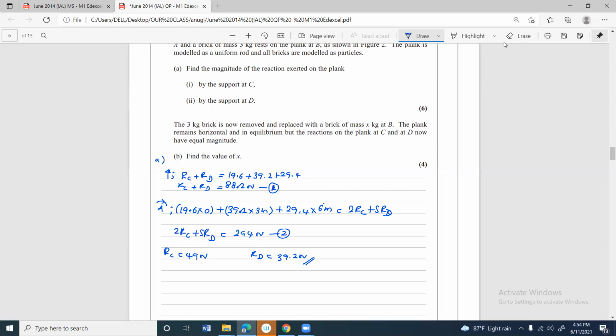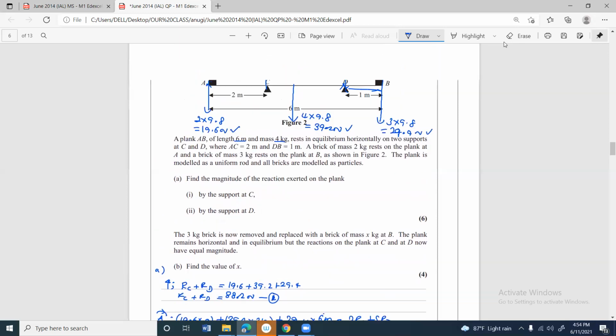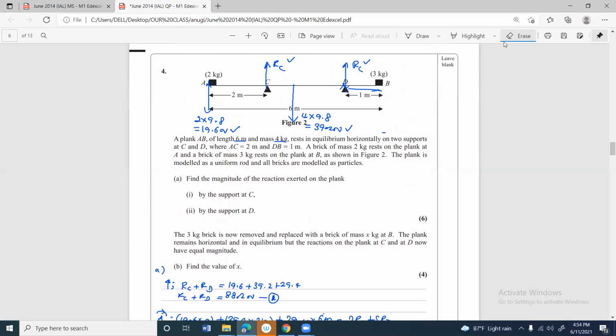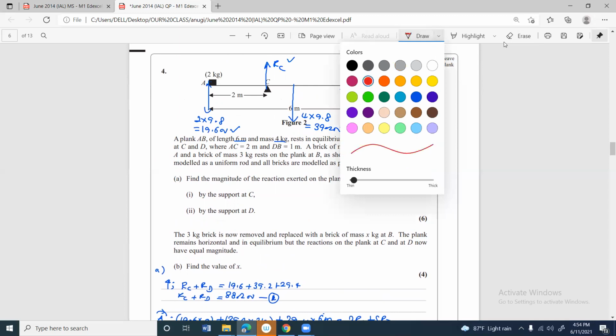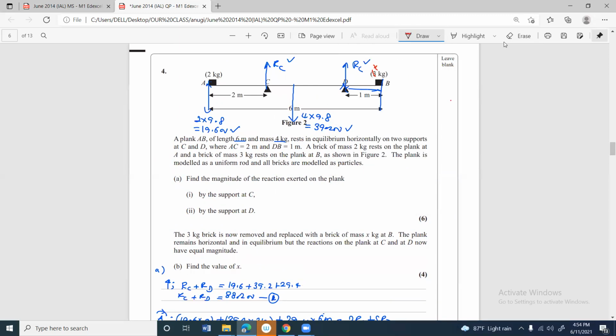Then what they mention here is that the 3 kilogram brick is now removed and replaced with a brick of mass x kg at B. Now this is not there anymore. I'll use a different color to represent that. Now 3 is not there, it's x. So it turns out to be x into 9.8, 9.8x is the value here.